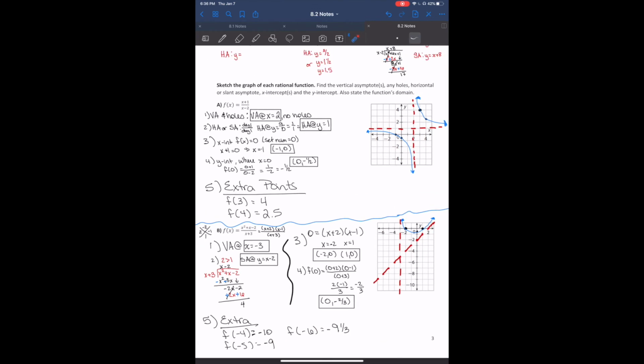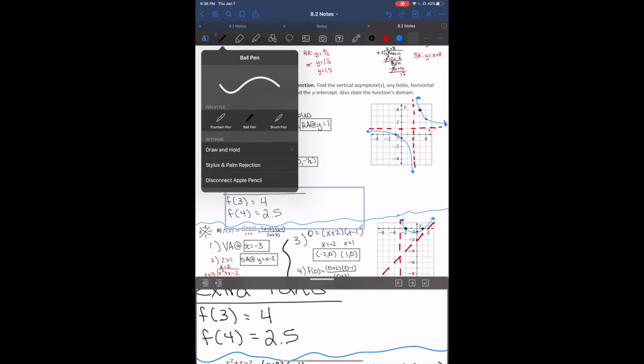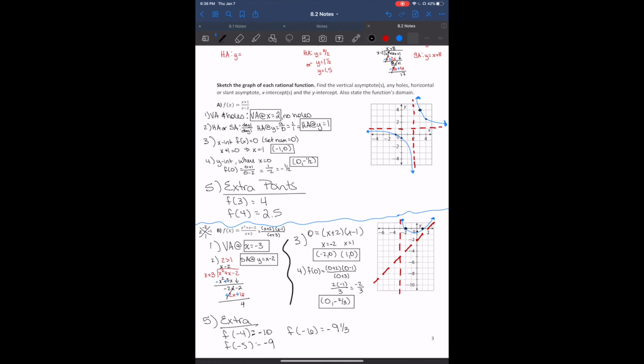So plot those points. We're at negative 4, negative 10, negative 5, negative 9, and negative 6, negative 9 1/3, so about right there. Connect your points smoothly towards your asymptotes, and you have your function.